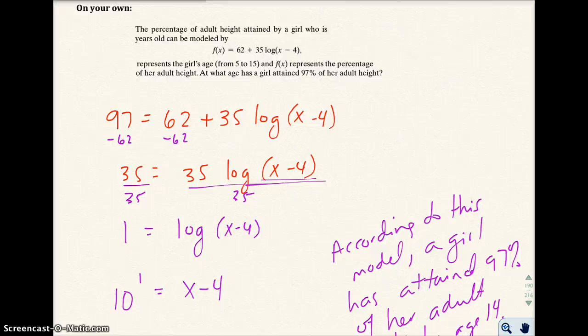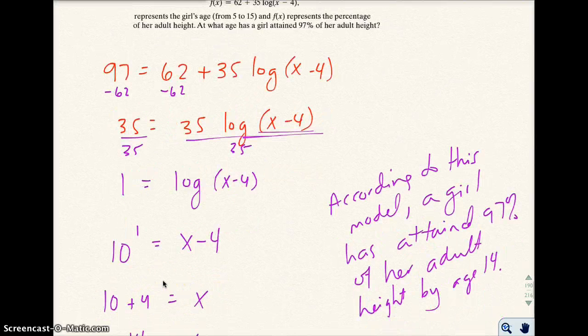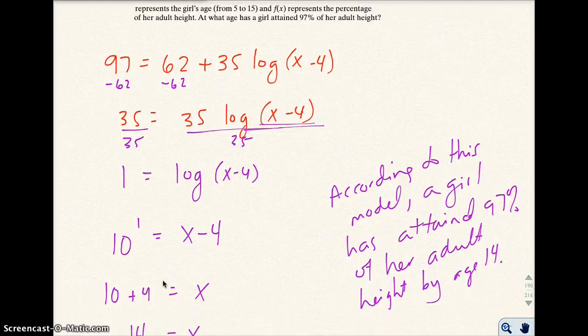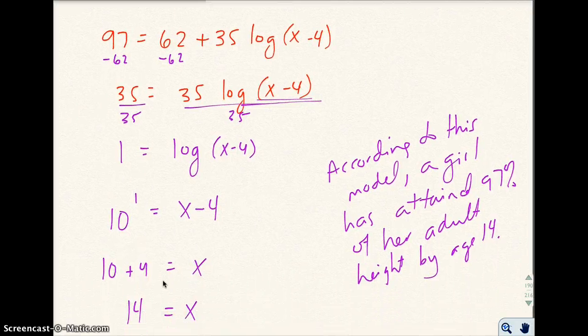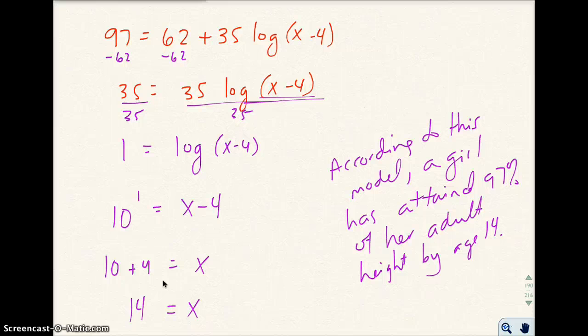Okay, so I put 97% in, and I solved for x the same way I did in the last example, and I end up getting 10 to the first equals x minus 4. When I add 4 to both sides, I get 14. And so according to this model, a girl has attained 97% of her adult height by the age of 14. That's pretty cool. So by the time a girl is 14, she's pretty much at her full height at that point.